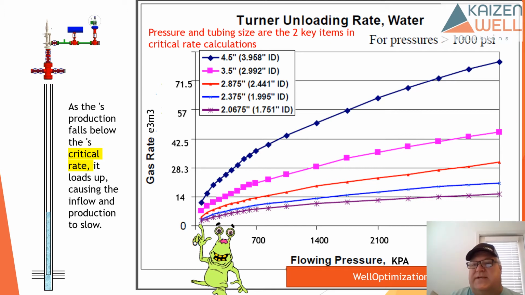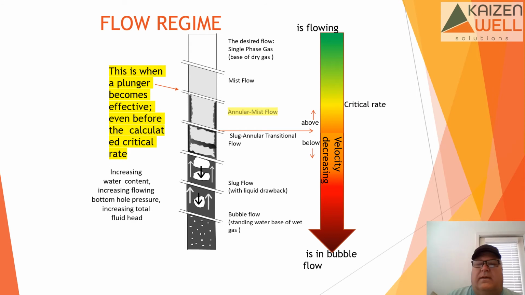So let's go on to the next slide here. Now here's kind of some flow regimes, so you have some basic ideas. Anywhere above this line, which is your slug annular transitional flow, is really considered to be above critical rate. So we start off with single phase dry gas. There's no liquid in it. Of course, it's going to be above critical rate because there's nothing in it that's collecting or falling.